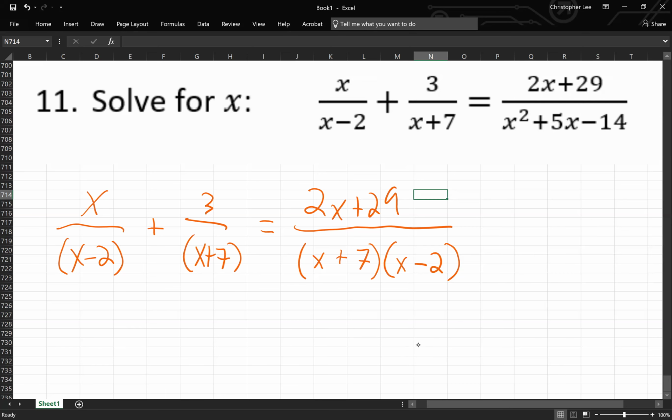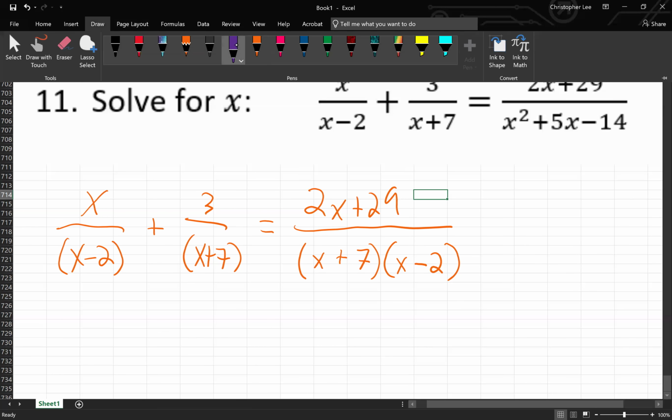How did I know that? Right? Because positive 7 minus 2 is going to give me a positive 5, right? And positive 7 times negative 2, that's going to give me a negative 14. Just like that, right? Now you already know I need the same denominator to go through with this question, right? So LCD, what's my LCD?